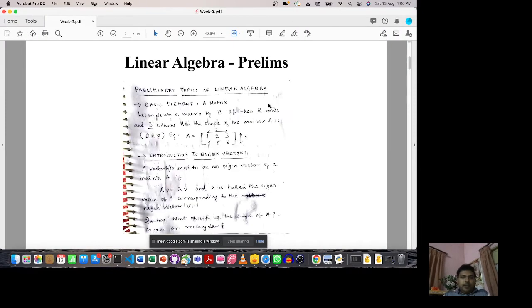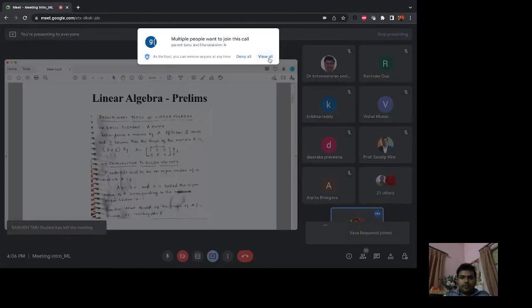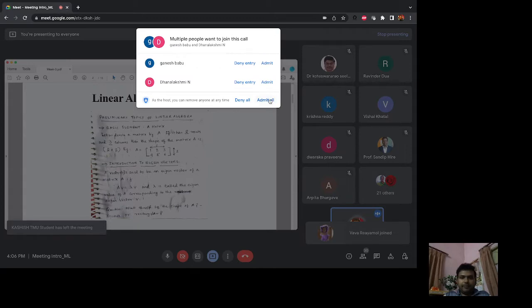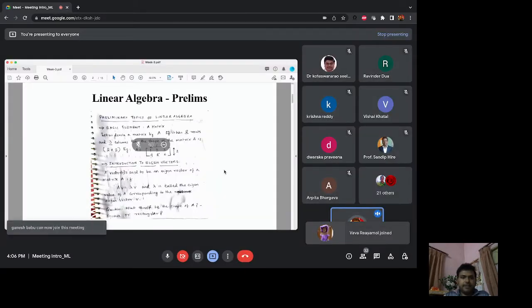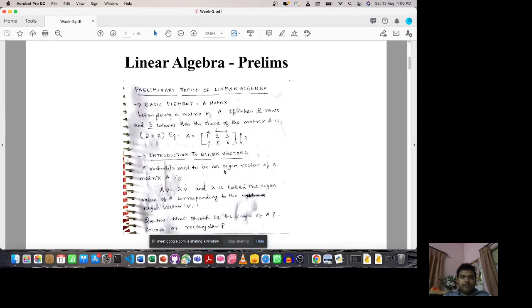Okay, so for linear discriminant analysis, the first thing that we need to know is a very preliminary view of linear algebra. The preliminary topics of linear algebra, I think all of you will know, the basic element is a matrix. If it has 2 rows and 3 columns, then the shape of the matrix is 2 cross 3. That I think everybody knows.